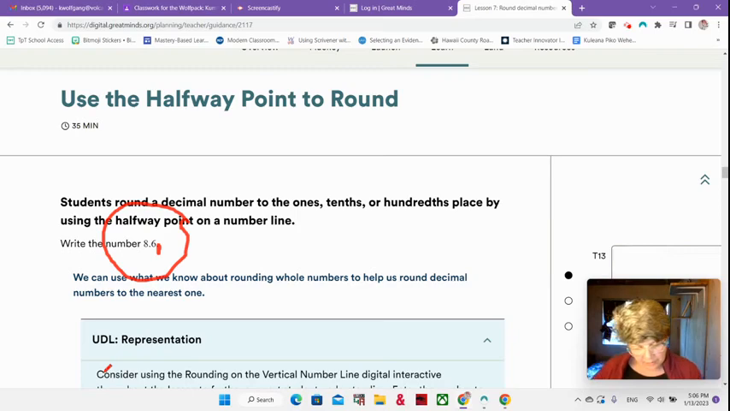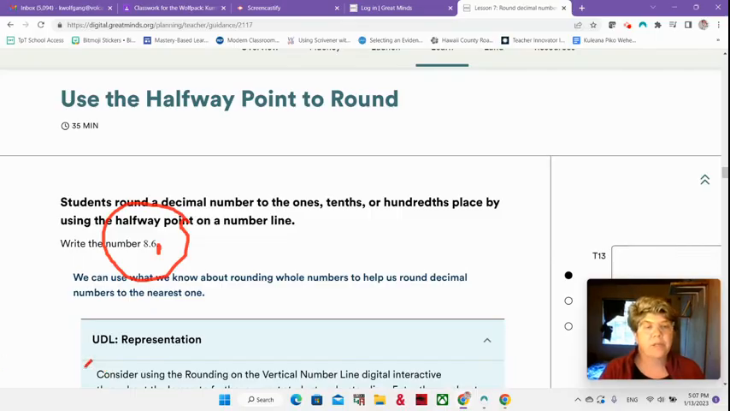Okay, so how many ones do you see in 8 and 6/10? That is 8 ones. Good. And what is one more than 8? That would be 9 ones. And between which two ones is 8 and 6/10? It's between 8 and it's between 9.